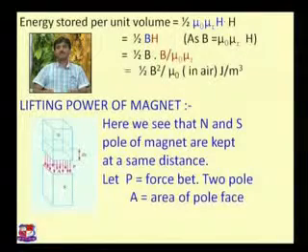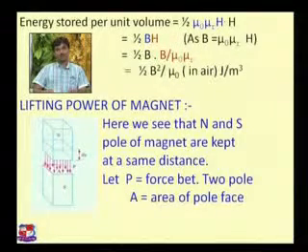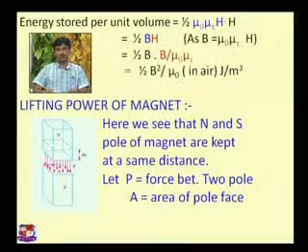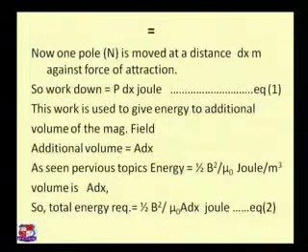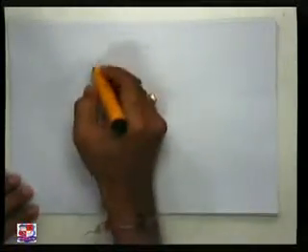Let P is equal to force between two poles and A is the area of pole face. Now if one pole is moved at a distance dx meter against the force of attraction, work is to be carried out on this particular magnet. So work done is equal to P into dx joule. Here let us see, here we have a magnet.